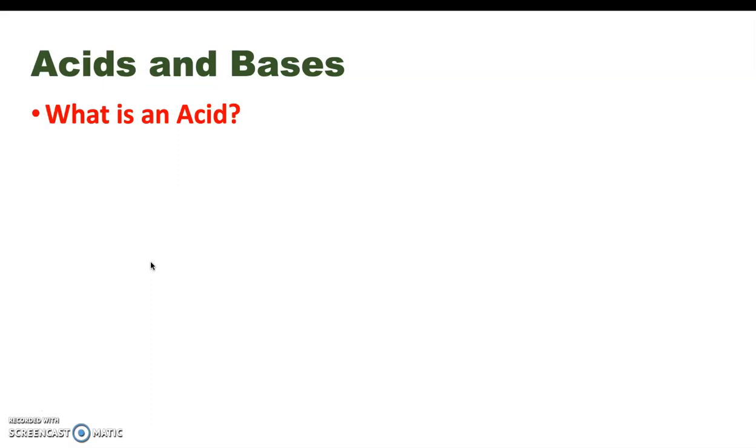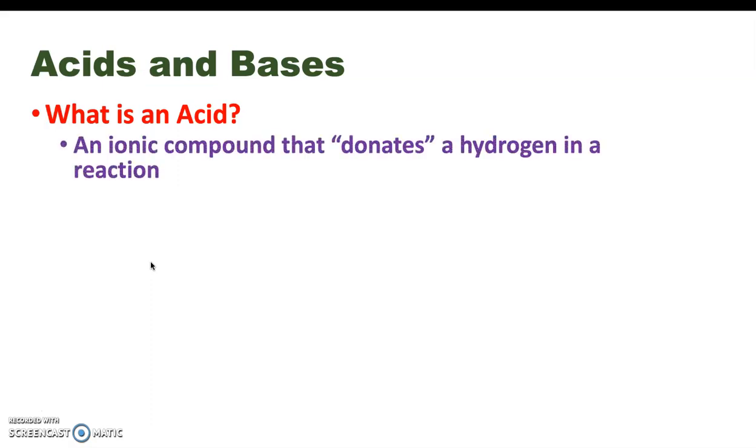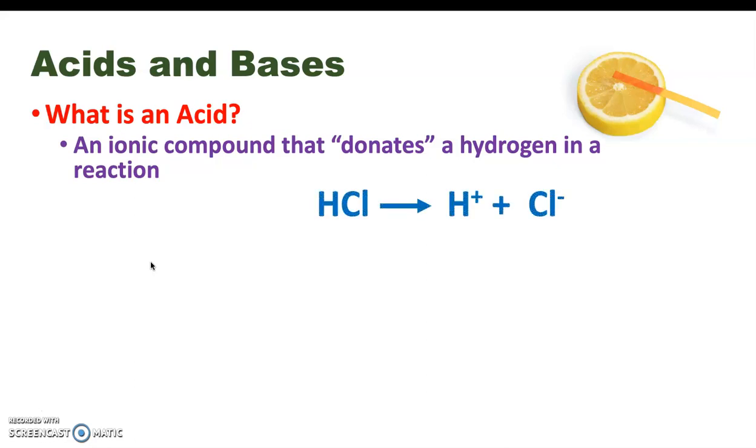So the first thing you got to ask is, what is an acid? An acid is any ionic compound that donates a hydrogen in a reaction or when it dissolves. So a common acid you might be familiar with is citric acid, which is found in a lot of fruits. That's what gives the lemon or lime its sour taste. So here's an example of a reaction where you can see the hydrochloric acid, HCl, when it dissolves, it breaks up into H pluses and Cl minuses. So in this process, it is adding more H pluses to the water than what was previously there.